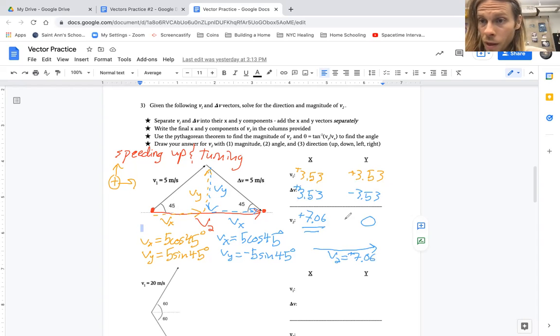We don't need to use the Pythagorean theorem here to find the magnitude of V2. Well, Vy is 0, so we don't need to do that. In our practice part 2, we will, and I'll obviously guide us through that. But that's number 1.